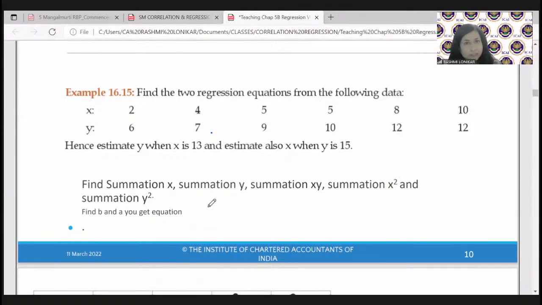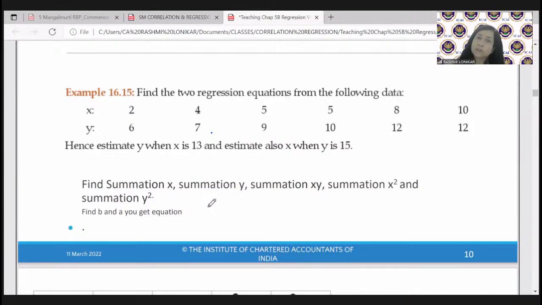Then fourth step is find the equation, and fifth is find whatever the question asks you. So when you have data, what are the things that you need to have? N, summation x, summation y, summation xy, summation x square, summation y square. That will be the basic things that you need to do.